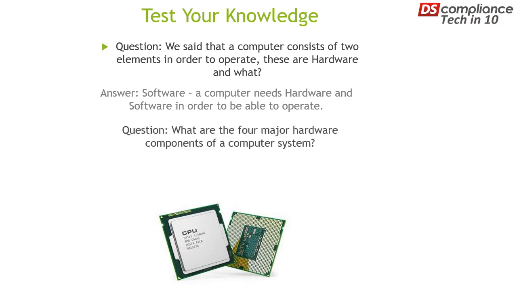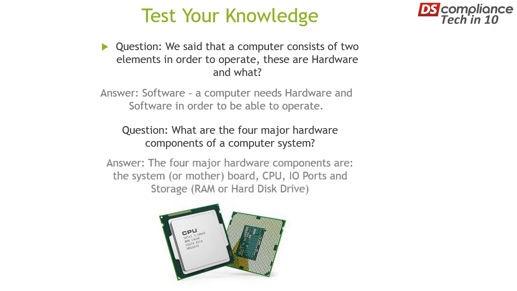Question 2. What are the four major hardware components of a computer system? Answer: the four major hardware components are the system or motherboard, CPU, I/O ports and storage in the form of RAM or hard disk drives.